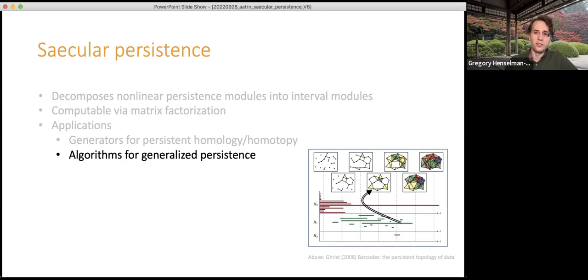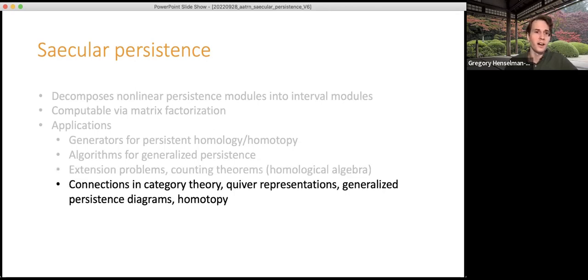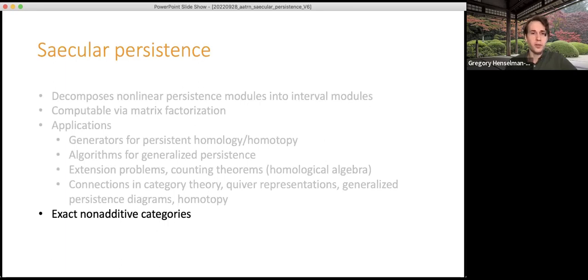It suggests new algorithms for computing generalized persistence. And it has a variety of theoretical implications for extension problems, counting theorems, etc., and homological algebra and other fields. It also has connections in category theory, quiver representations, and homotopy. And one of the key ingredients to making this framework run is the idea of exact non-additive categories, which we'll touch on briefly towards the end.